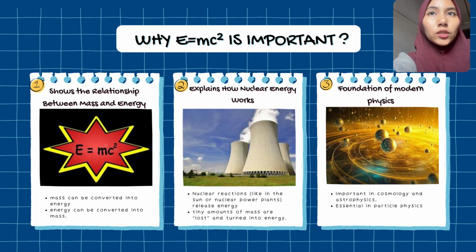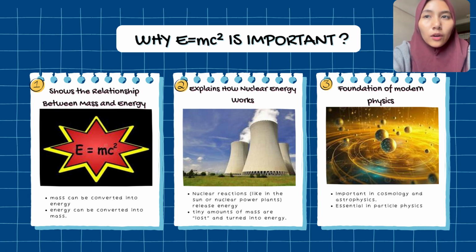So first, it shows the relationship between mass and energy. Why? Because mass can be converted into energy. For example, when uranium undergoes nuclear fission, part of its mass will disappear and become energy. So this proves that mass is not fixed, but it stores energy within it. And the second point is energy can be converted into mass.